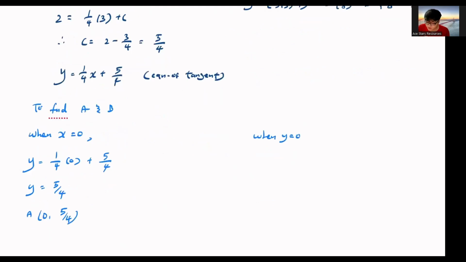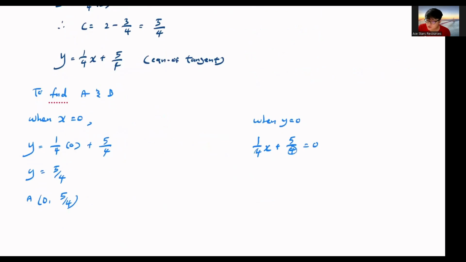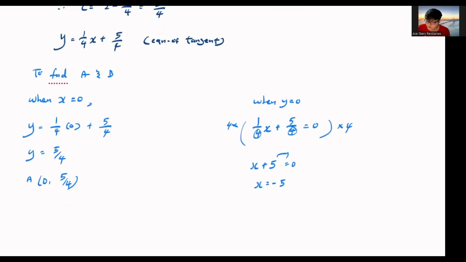When y is equal to 0, there will be 1 over 4x plus 5 over 4 equal to 0. Technically everything is over 4, so just multiply both sides by 4 to remove the fractions. You end up with x plus 5 equals 0. So x is equal to negative 5. Right? (-5, 0). So that's going to be B. Points A and B, we have it.